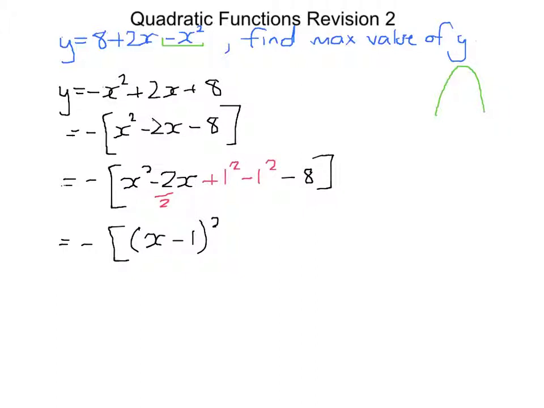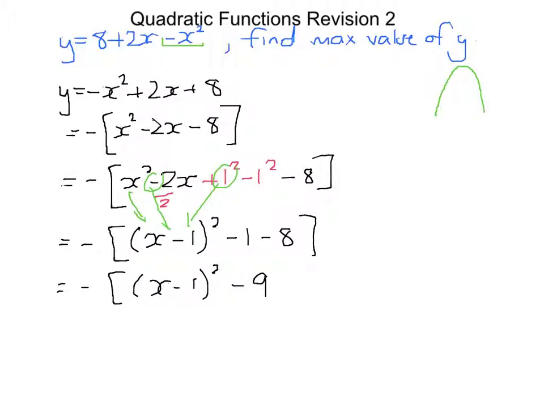And to remind you where they came from, we basically take the x down from there, that sign goes to there, and it's this number which goes to there, and then the negative 1 squared is negative 1, and then take away 8. We'll simplify this again, so we have x minus 1 squared, take away 9.